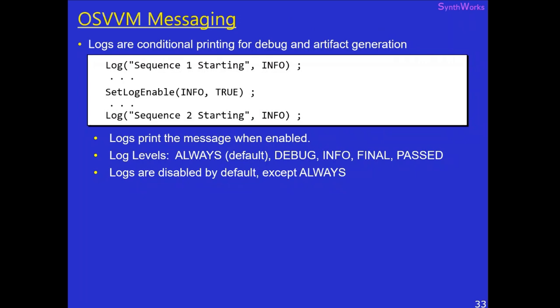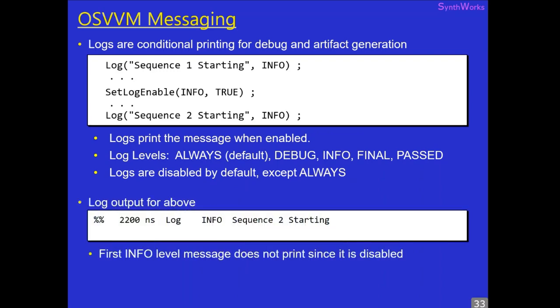First, the messaging though. So logs are about conditional printing. I say log and some message, and I can include a level with it. So here I'm including this info level. We have levels always, which always prints, debug, info, final, pass. These are just categorization of what the message is about. Info is the model wants to tell you what transaction it's doing. Debug would be details on every little aspect of that transaction, especially relevant if you have a split transaction interface where the write address and the write data come out separately, and then the write response comes back, and you want to know all about all of that. They're disabled by default. You've got to enable them with the set log enable that we show up there to turn them on.